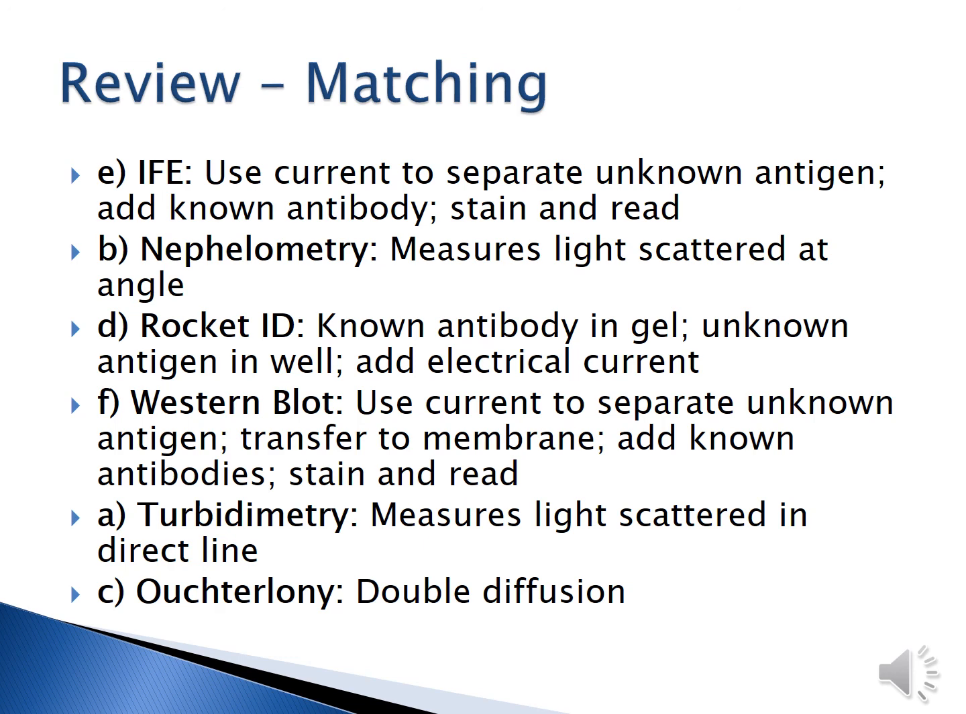Use current to separate unknown antigen, transfer to membrane, add known antibody, stain, and read. That would be Western blot. Measures light scatter in a direct line. That would be turbidimetry. And double diffusion would be Ochterlony.